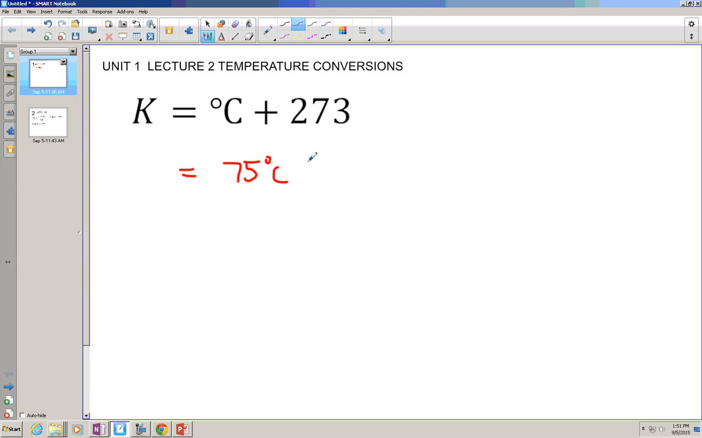Well, all I do is add 273 to it. Now, if you've seen this before, you might notice that this number is actually 273.15, but for our purposes right now, we're just going to leave that off. So 273 plus 75, I'm using the calculator, that gets me a temperature in Kelvin of 348. And again, I don't write degrees Kelvin, I just say K. All right, sound good?